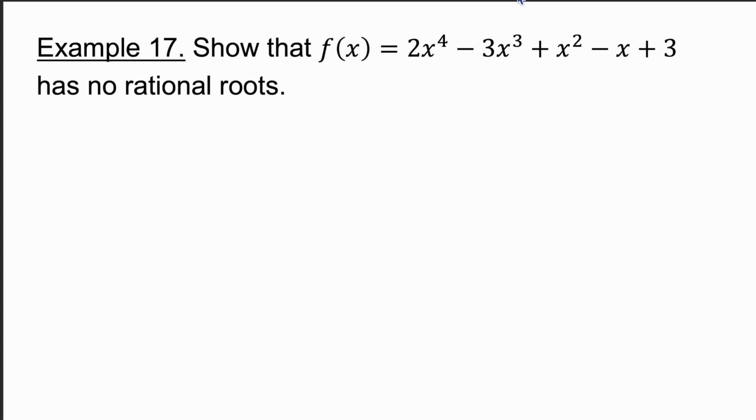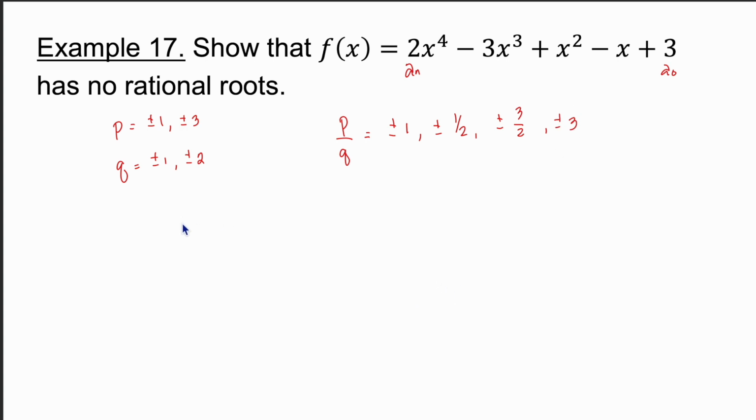Show that f of x equals 2x raised to 4 minus 3x cubed plus x squared minus x plus 3 has no rational roots. So, alam natin this is a raised to n and this is a raised to 0. Ano yung p natin? We have plus or minus 1 and plus or minus 3. Ang q naman natin, plus or minus 1 and plus or minus 2. Ano lahat yung combinations ng p over q? We have plus or minus 1, plus or minus 1/2, plus or minus 3/2, and plus or minus 3.